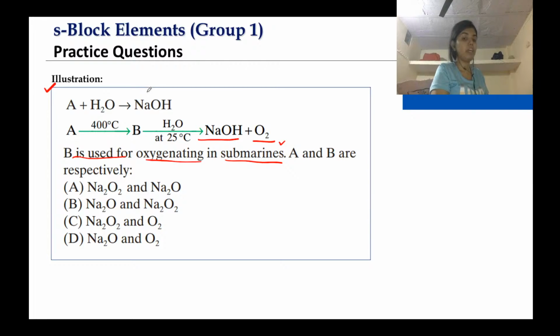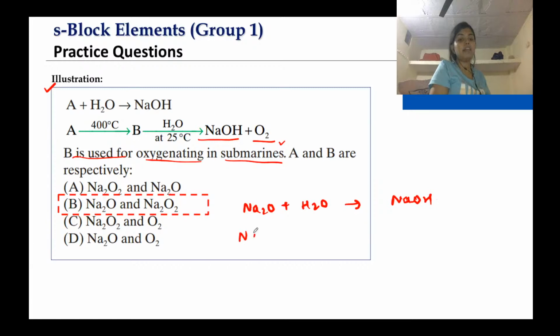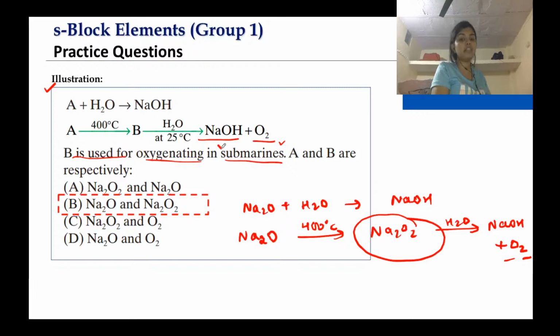A plus water gives NaOH, and when you heat A, okay, Sarayu is saying D. Okay, let's look at the reactions. See, if you treat Na2O with water, it will give you NaOH. And now if you heat Na2O at 400 degrees Celsius, it will give you sodium peroxide, which on treatment with water will give you NaOH plus O2. Right? So Na2O2 is used for oxygenating in submarines, and we have already learned that Na2O plus water will give you NaOH.